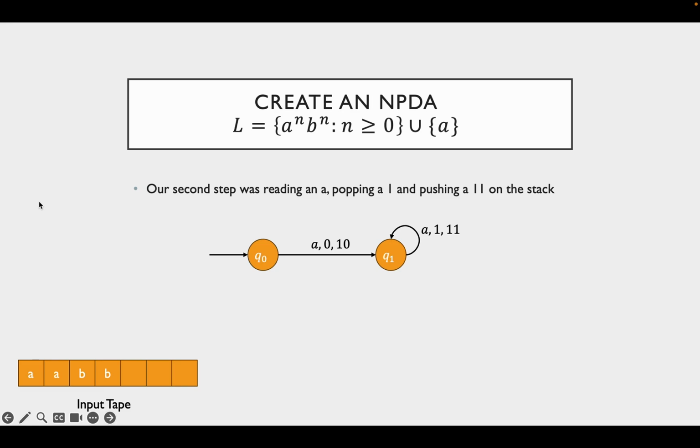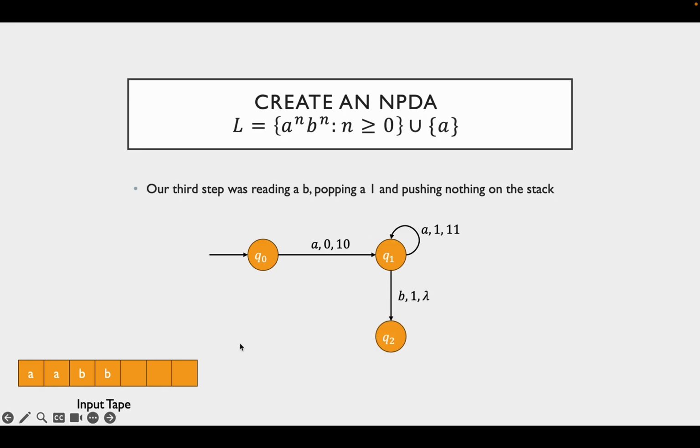Our second step was reading an A and popping a 1, and then pushing 2 1s on the stack. So again, we read an A, we popped a 1, we pushed 2 1s on the stack. This means we've counted 1 A and 2 A's. And this allows us actually to count 3 A's, 4 A's, 5 A's, and 6 A's, and so on, because we continue going back to Q1 and pushing 2 ones onto the stack.